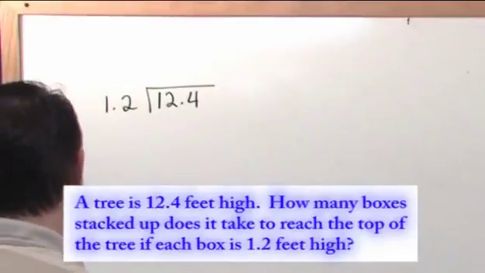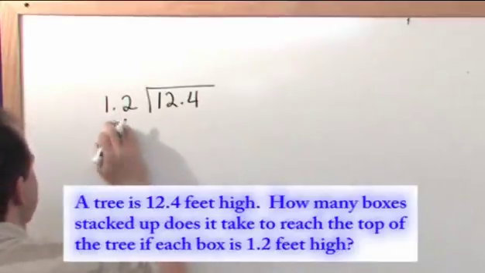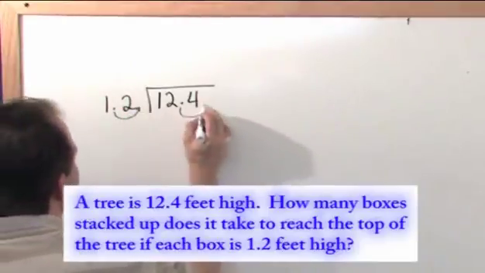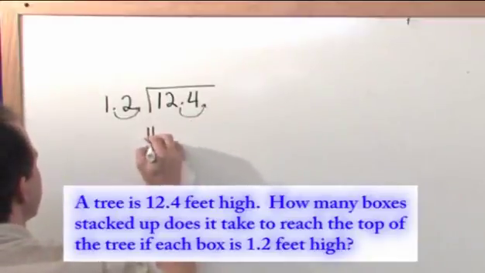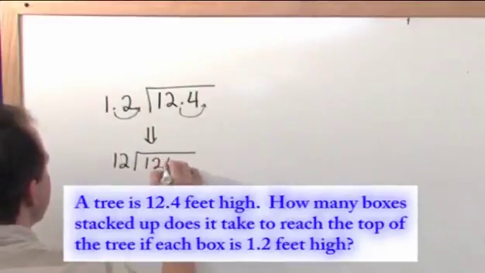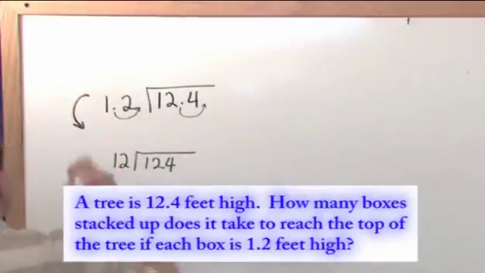Well, it's very simple what you do next. All you have to do when you have something like this is move each decimal point over to the right one spot. And that's totally legal to do. So you'll have 12 over here, and then you'd have 124 on the inside. So what you do is you transform the problem.